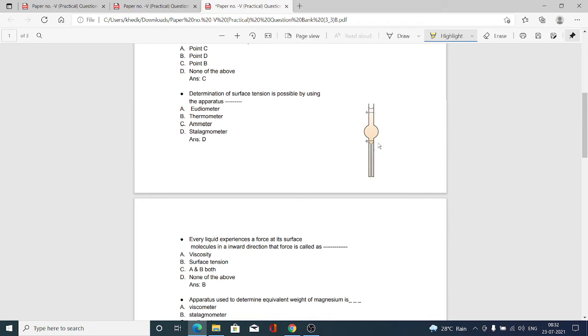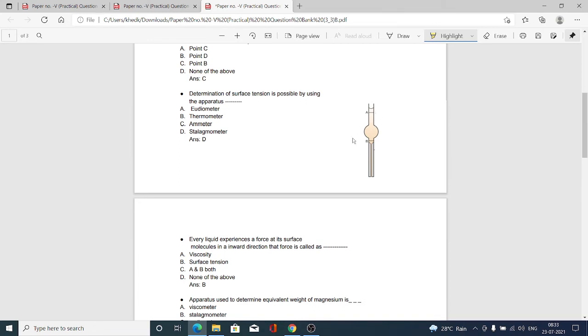In this way, by knowing the number of drops of the liquid during flow from A to point B, and the number of drops of water which fall whenever the water is allowed to flow from point A to point B, from these two values we calculate the surface tension using the stalagmometer.